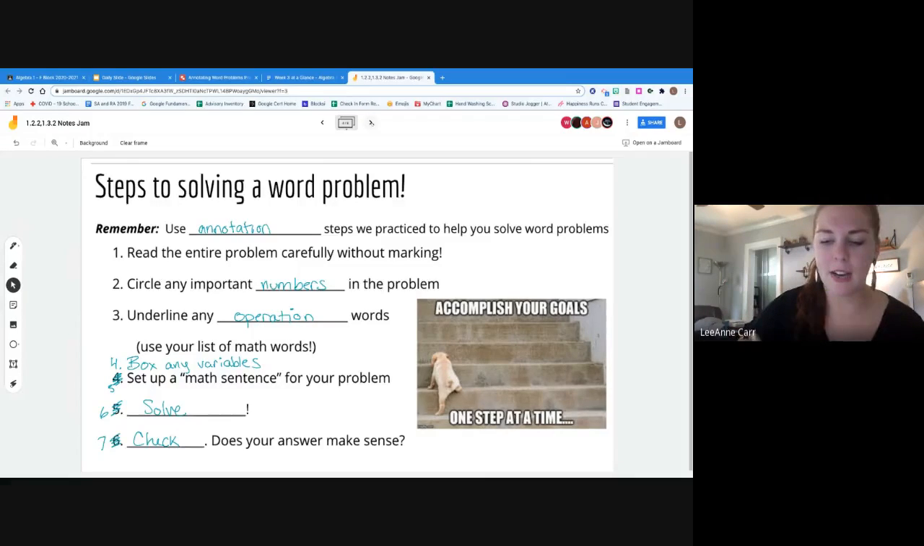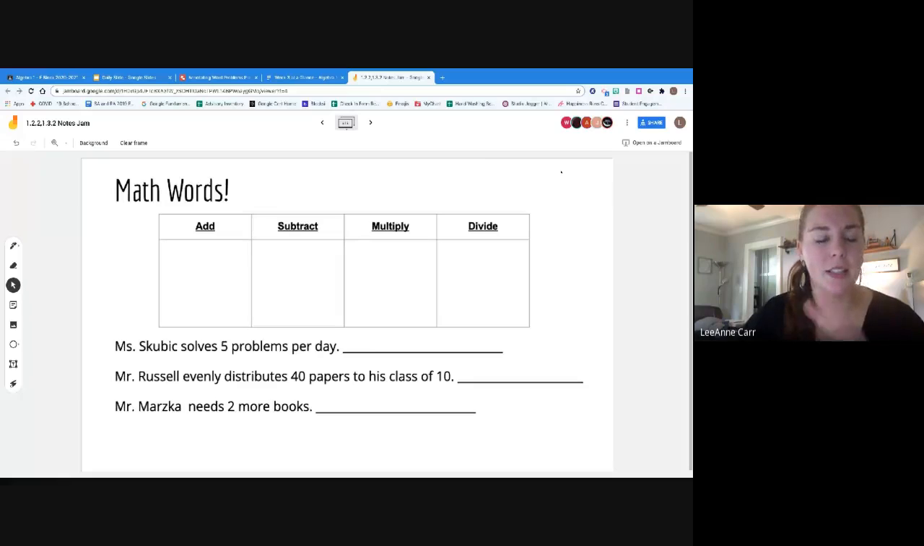All right, now if you're in your packet, I want you to flip back actually to page 2, okay? You should see a piece of paper that looks like this.